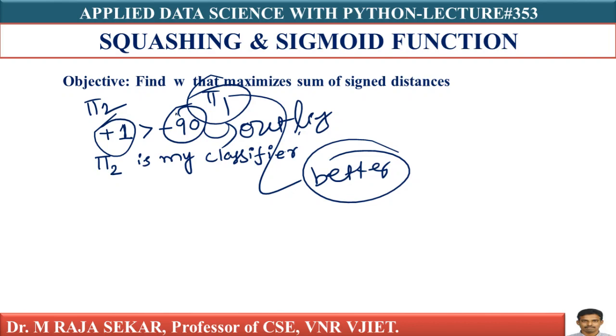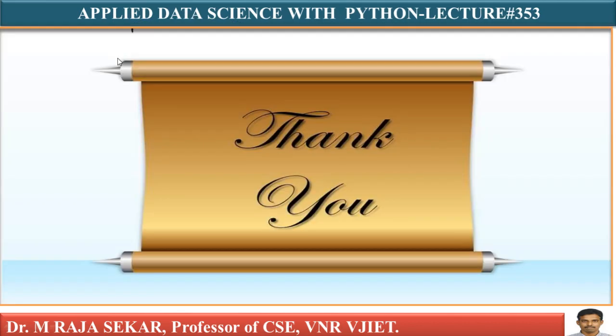To solve this outlier problem, we have one fundamental approach called squashing. This is my squashing. We will try to understand it to solve that particular outlier problem. I have an idea known as squashing. How the sigmoid function is useful for squashing, that I will discuss in my next lecture.